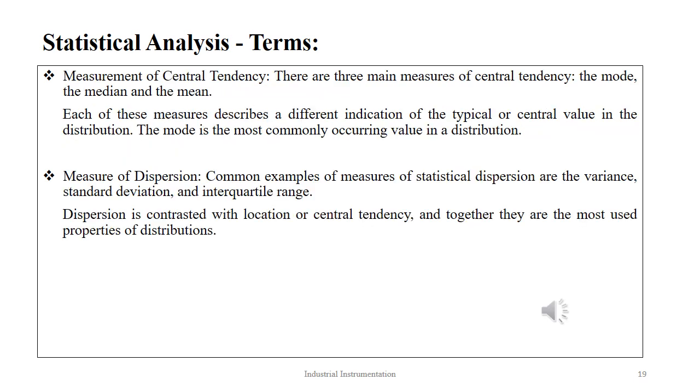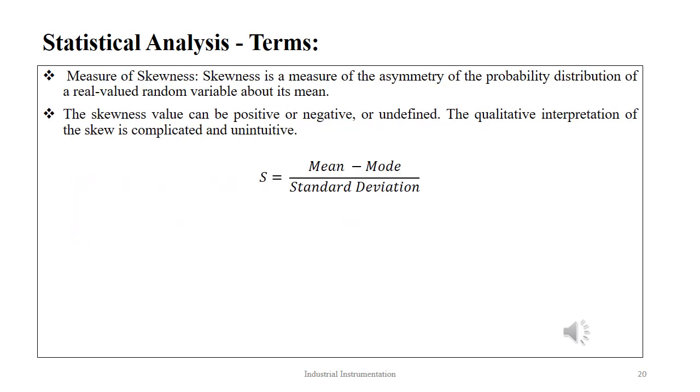There are three main measures of central tendency, which are mean, median, and mode. Each of these measures describes a different indication of the typical or central value in the distribution. The mode is the most commonly occurring value in a distribution. Common examples of measures of statistical dispersion are the variance, standard deviation, and interquartile range. Dispersion is contrasted with location or central tendency, and together they are the most used properties of distribution.